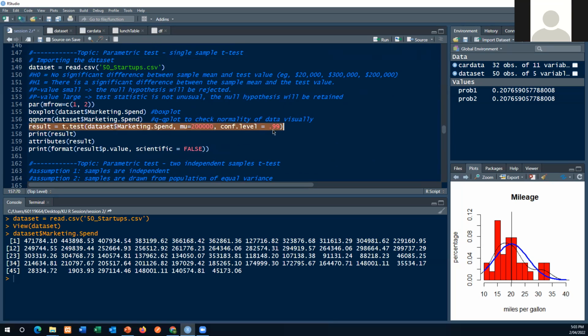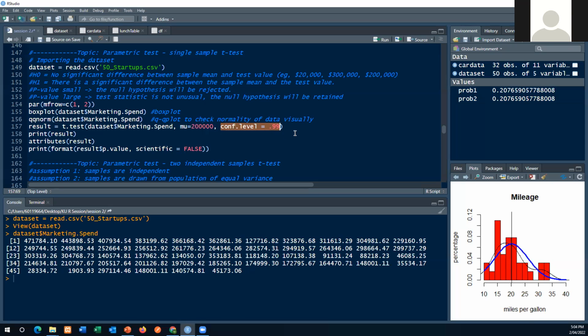And our significance level is now, instead of 95%, we are giving a confidence level of 99%, because we want to get more confident. Now let's do a t-test. The simple formula is t.test. It takes the data set, the assumed mean you are asking for, and the confidence level we are after.